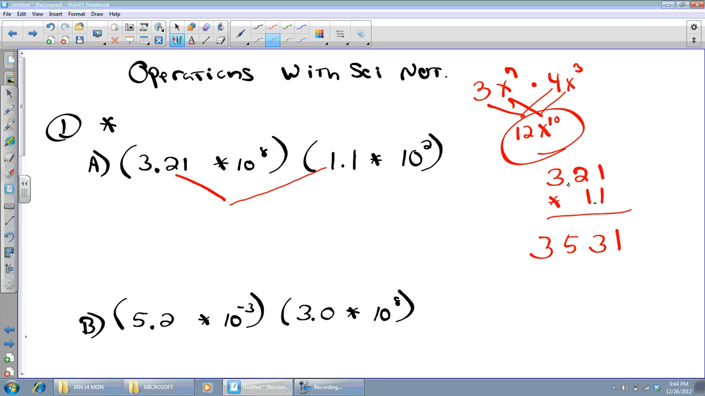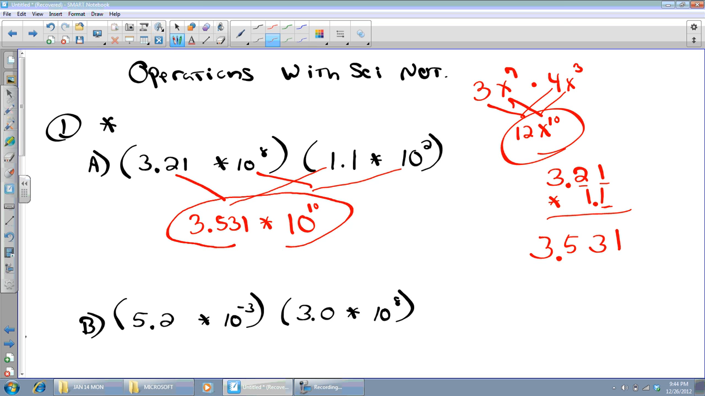Now I'm going to count how many digits are behind my decimal points. Well, there's 1 right there, 2, 3. So I need 1, 2, 3 numbers behind my decimal point. See how simple that is? 3.531 times 10, and I've got 10 to the 8th times 10 squared, which will be 10 to the 10th. And there you go. I just multiplied in scientific notation.